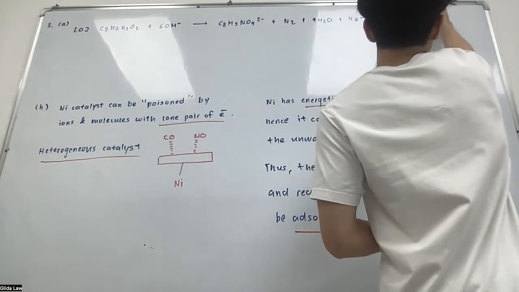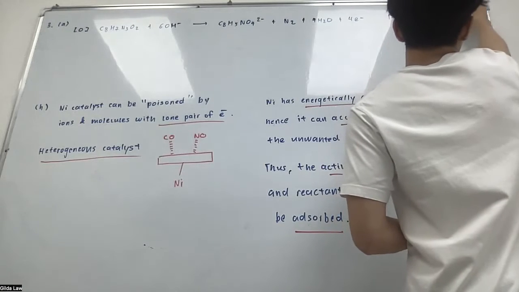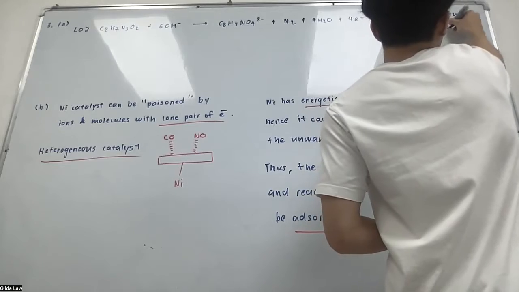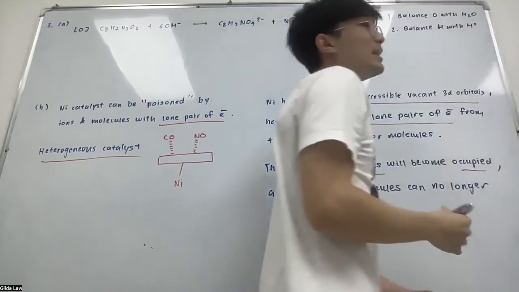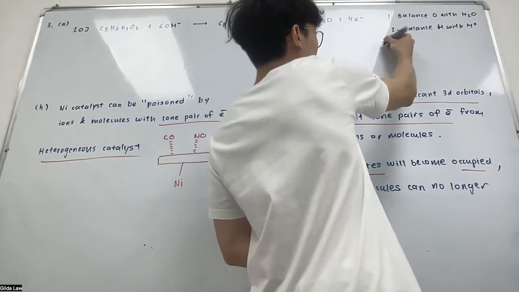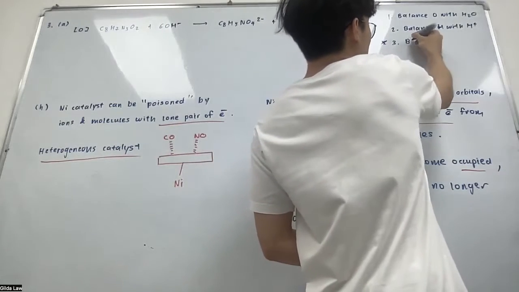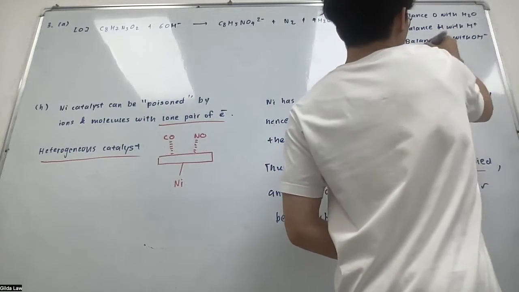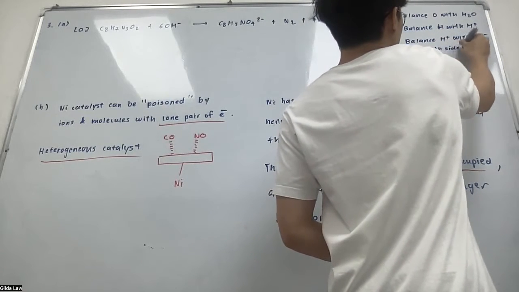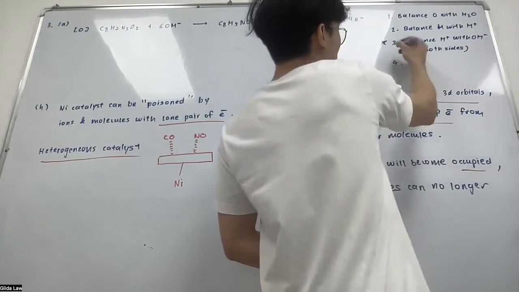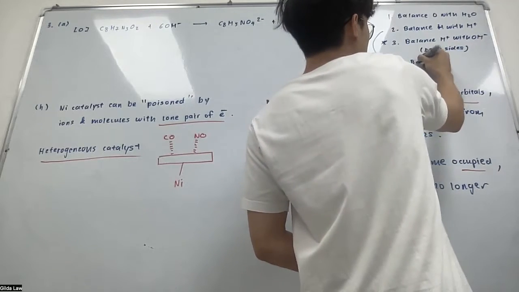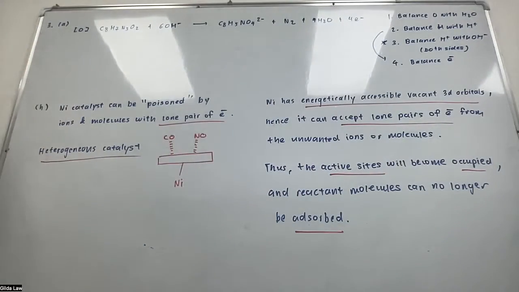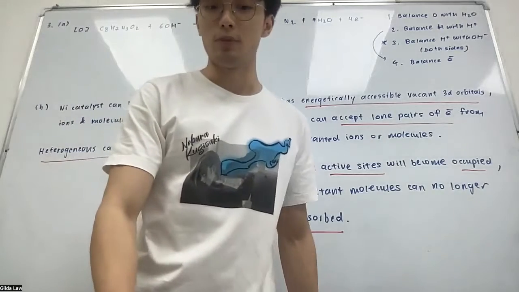Always balance, aside from the weird elements, oxygen with water first, then H with H plus. Then check whether the conditions are acidic or basic. If basic, I put a star here: there's an additional third step, which is to balance your H plus with OH minus, and the OH minus must be on both sides. Finally, you balance your charges at the end. If it was acidic, you can jump straight to the last step. If they don't specify, you assume acidic. If basic, they will specify.